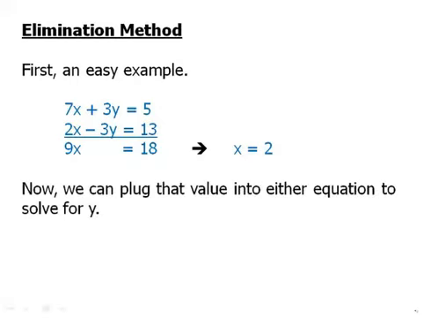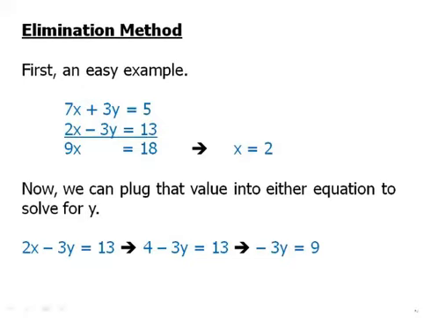Now we can plug that value into either equation and solve for y. Let's plug it into the second equation. It looks a little friendlier. Plug in x equals 2, so we get 4 minus 3y equals 13. Subtract 4, divide by -3, and we get y equals -3. And so x equals +2, y equals -3 is the solution to that system.